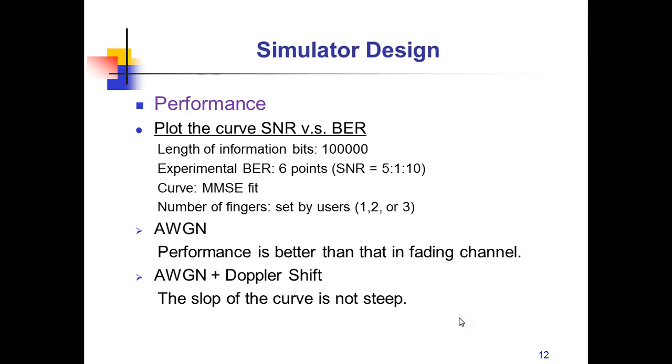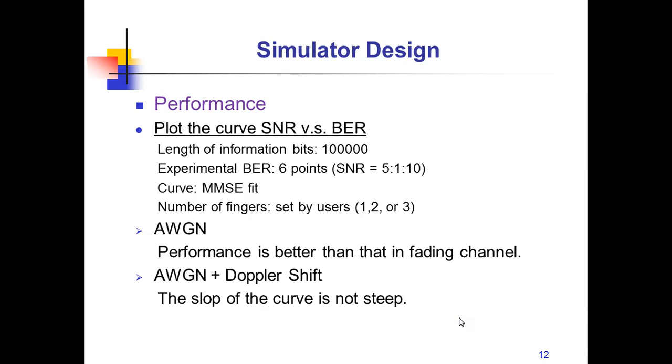In order to see the relationship between SNR and BER using different numbers of fingers, you can use the plot function of the simulator to plot the curve. In order to get reasonable experimental results, I set the length of the information bits to 100,000, and the simulator calculates 6 bit error rate values corresponding to 6 values of signal-to-noise ratio, that is from 5 dB to 10 dB. Thus, I use the best fit curve to fit these points to get the curve. The fitting method is MMSE.